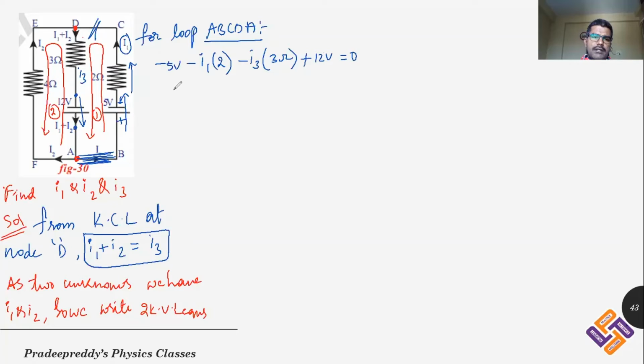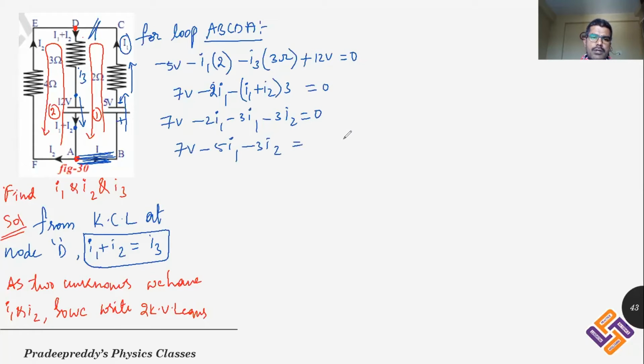That is 7 volt. 7 volt minus 2 times (I1 minus I3) can be written as I1 plus I2. I1 plus I2 into 3 ohm is equal to 0. It is 7 volt minus 2 I1 minus 3 I1 minus 3 I2 is equal to 0. 7 volt minus 5 I1 minus 3 I2 is equal to 0. Take this as equation number 1. That is for loop A, B, C, D, A.